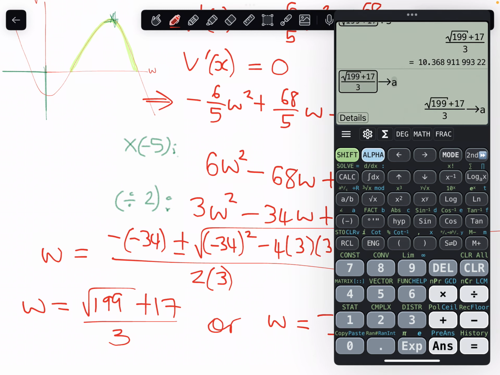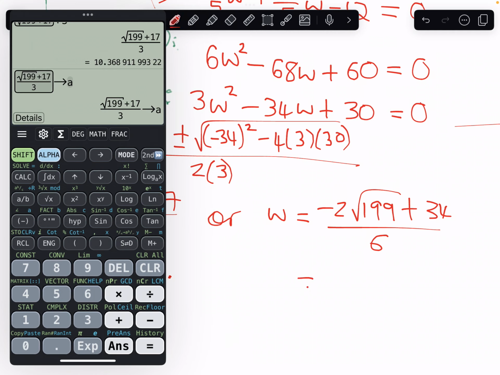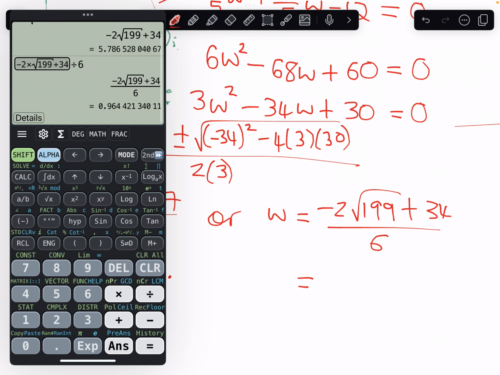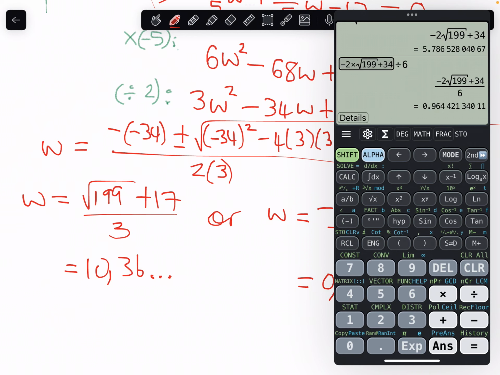So that is equal to 10.36 blah blah blah. And the other one, I'm going to store that one as well. Negative 2 times root 199. Oh no! Negative 2 times root 199 plus 34 divided by 6 is 0.964 something, right? So let's just store that one as well.